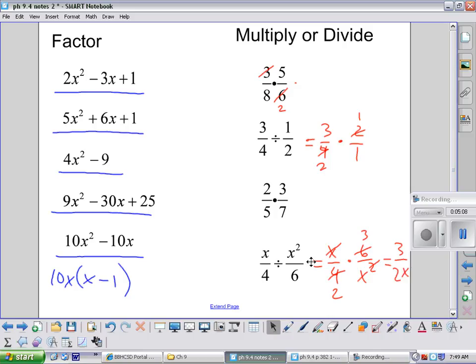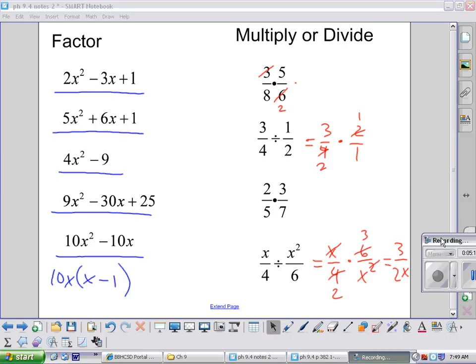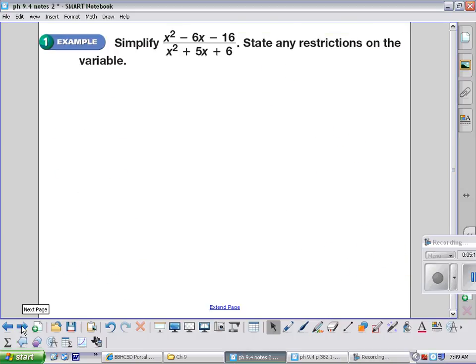Okay? All right, so let's get into our examples. And we don't have very many of them. We're basically going to do simplify. Again, there's no equations here. We're going to do equations later. This is just simplifying expressions today.